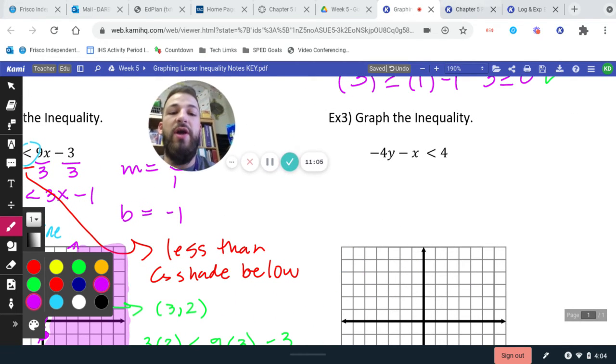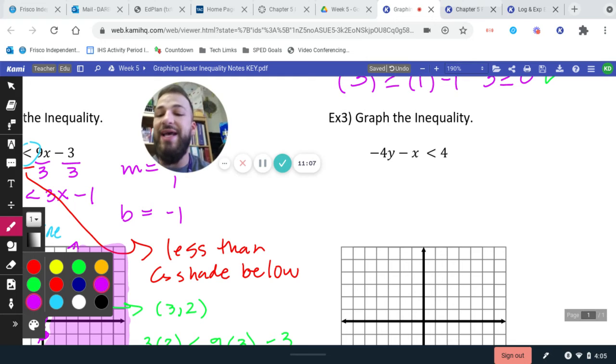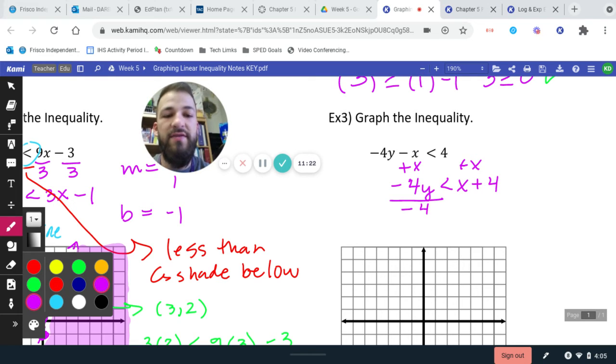Number 3, we're going to graph the inequality negative 4y minus x is less than 4. Once again, we have to solve for y first, so add x to both sides. That gives us negative 4y is less than x plus 4. Then divide by negative 4 on both sides.